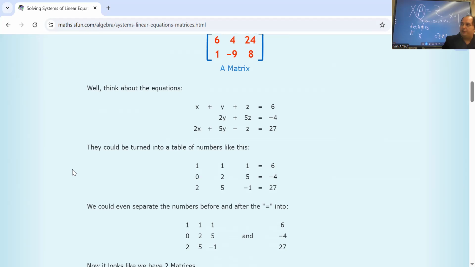In the second equation, there is no x, so the coefficient of the first variable is 0. The coefficient of y is 2, the coefficient of z is 5, equal to -4. In the third equation, the coefficient of x is 2, the coefficient of y is 5, the coefficient of z is -1, equal to 27. So this is a system of equations, and I can put them in matrix notation.